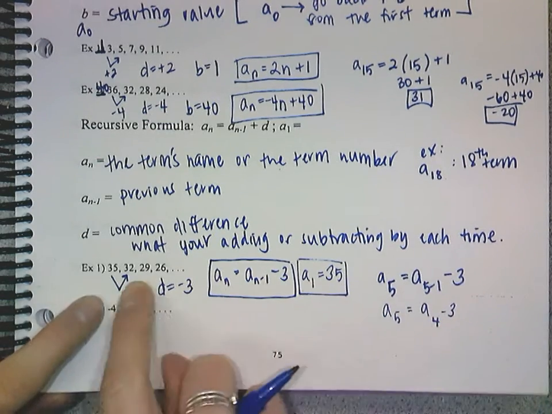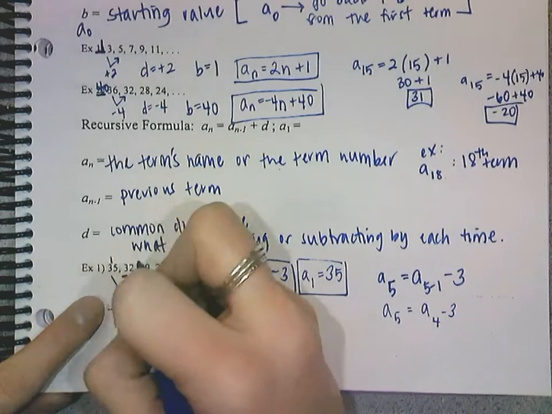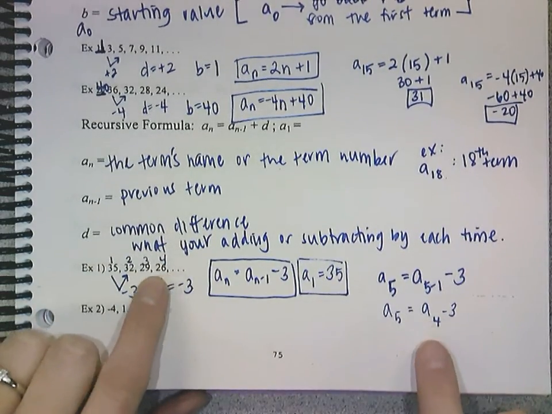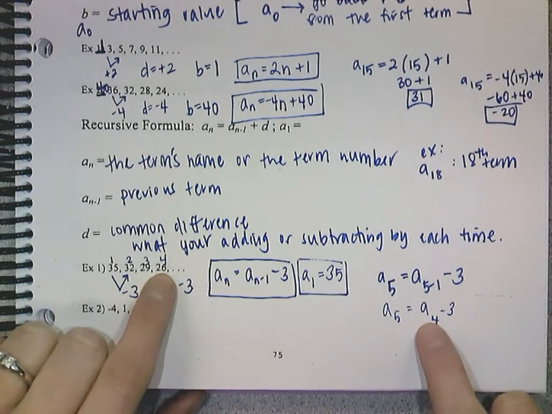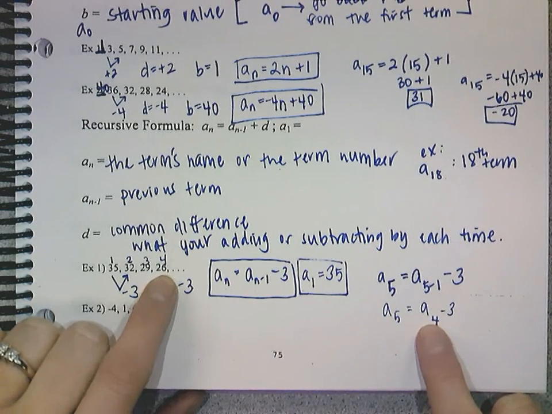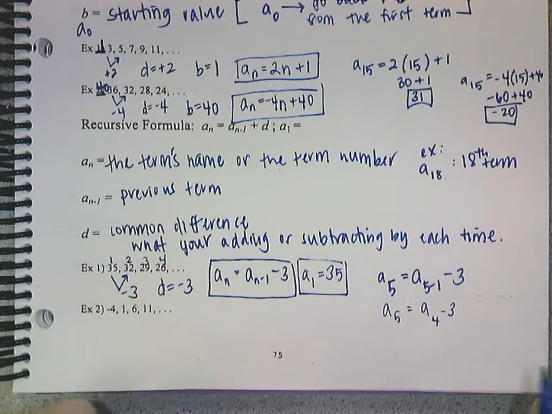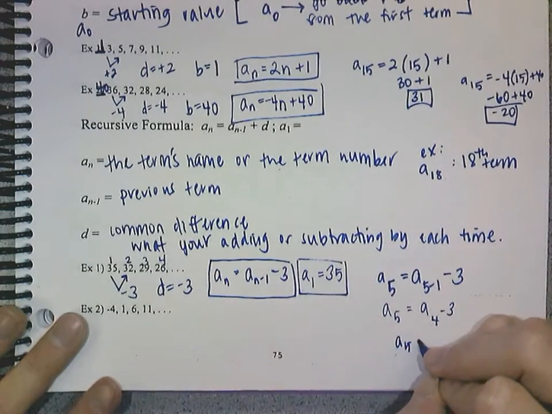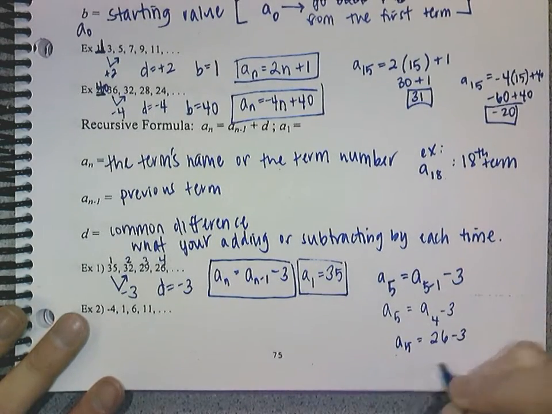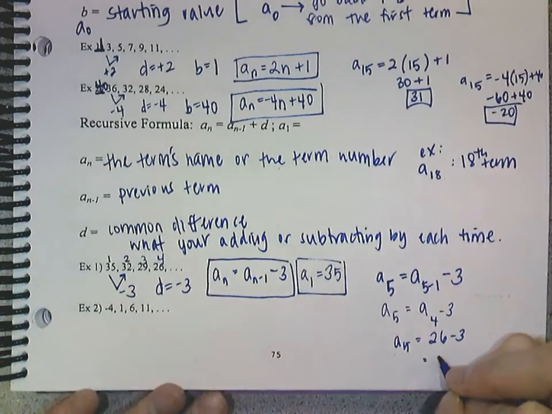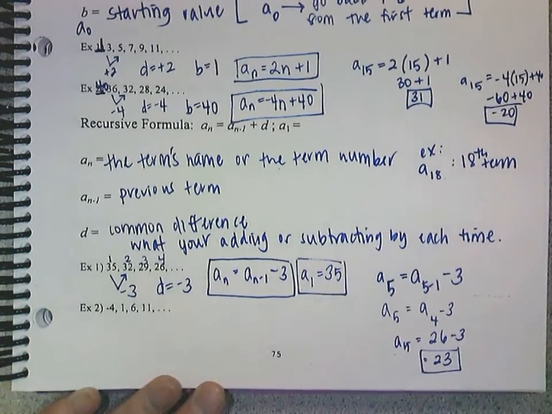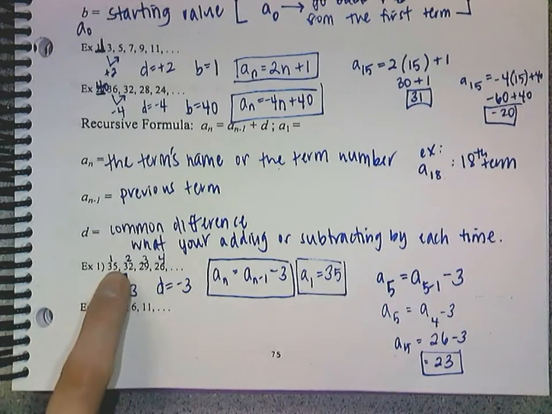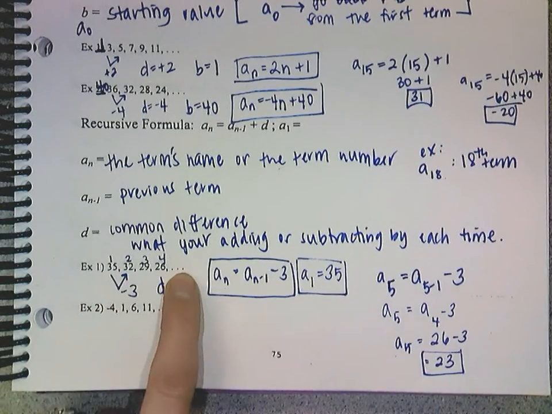So now I look back to my sequence. So this is my first, second, third, fourth, so that's 26. So 26 and a sub 4 are the same thing because this is the fourth term of my sequence, so I'm going to substitute 26 into a sub 4. So a sub 5 equals 26 minus 3, which is the same thing as 23. So the fifth term of this sequence, if 35 was our first term, then we would get 23.